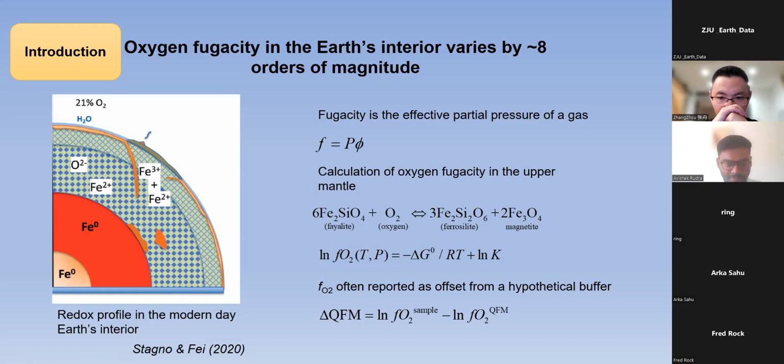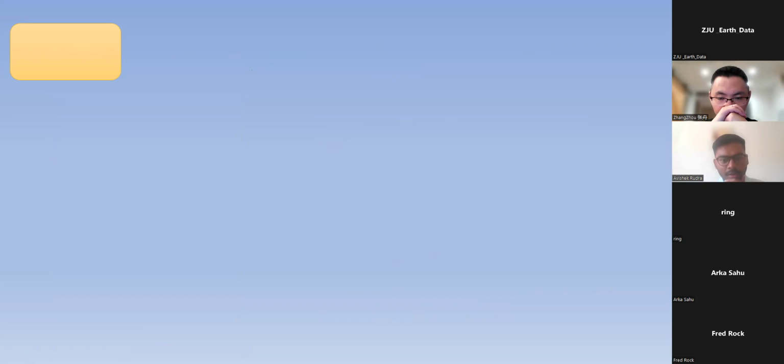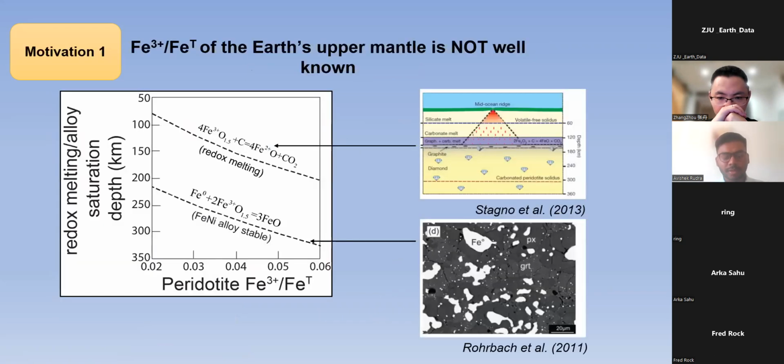So that's a brief introduction about why we care about oxygen fugacity and what it is. And why do we need to understand oxygen fugacity for the upper mantle? That's because there are multiple reactions that happen in the Earth's upper mantle, which depend on the amount of oxygen that is there in the system.